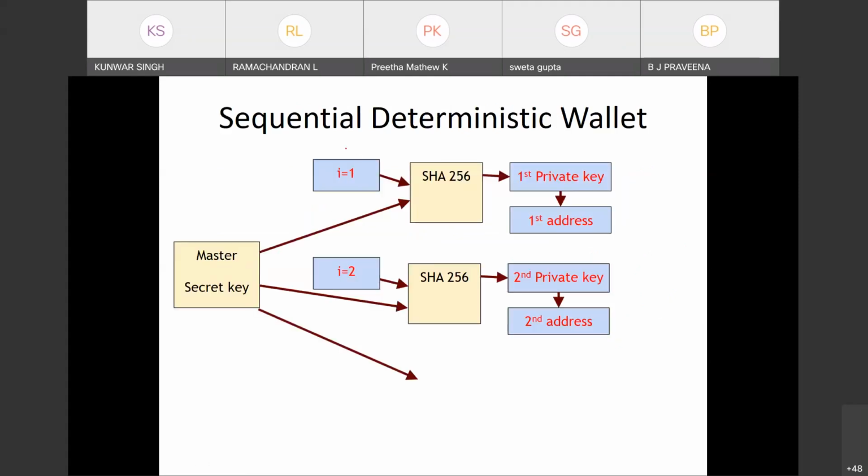Now this is the sequential deterministic wallet. Sequence.